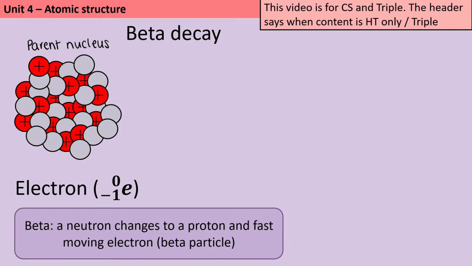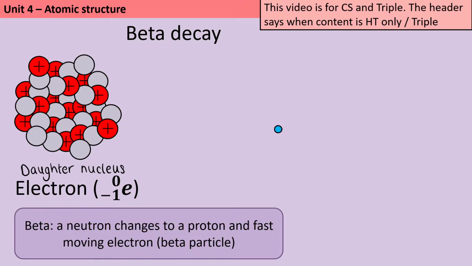Beta decay is also a particle, this time a fast-moving electron. This often confuses people because we're talking about a nucleus, so why would there be any electrons? The best way to think of it is to imagine that a neutron is made out of a proton with an electron stuck onto it. One of these neutrons is going to turn into a proton, and in the same process it's going to release that fast-moving electron. And that's the beta particle.